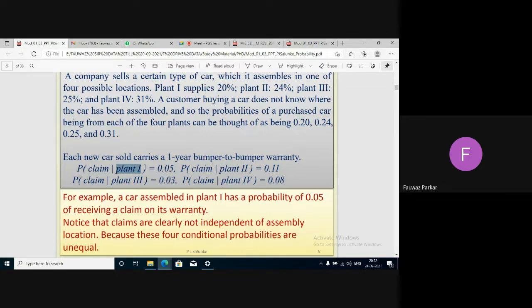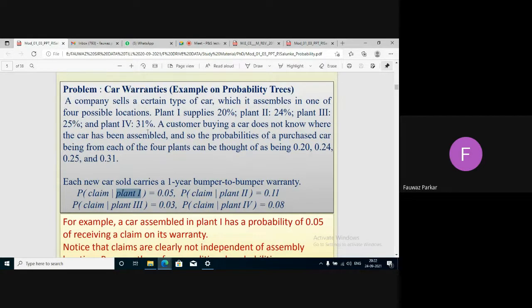Look, this is a car warranties problem. There are 4 factories or 4 plants where the car is manufactured. Plant 1 manufactures 20% of the total cars, plant 2 manufactures 24%, plant 3 25%, and plant 4 31%.